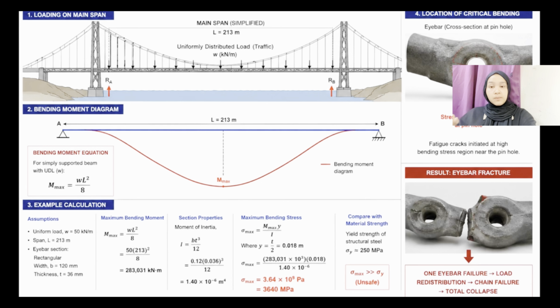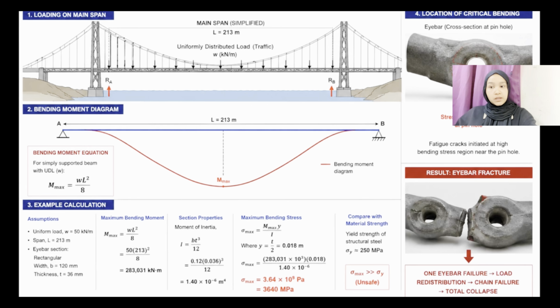Yield stress is the maximum stress that a material can withstand before permanent deformation begins. Before the yield stress, the material can return to its original shape once the load is removed. Above the yield stress, permanent deformation occurs. For typical structural steel, the yield stress is approximately 250 megapascals.